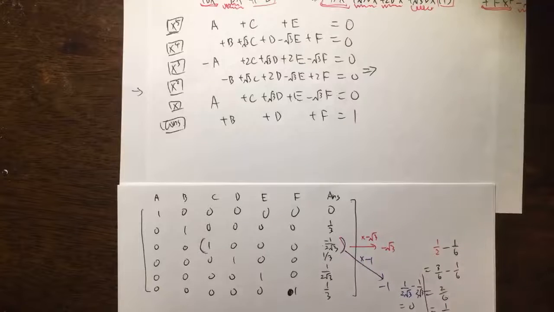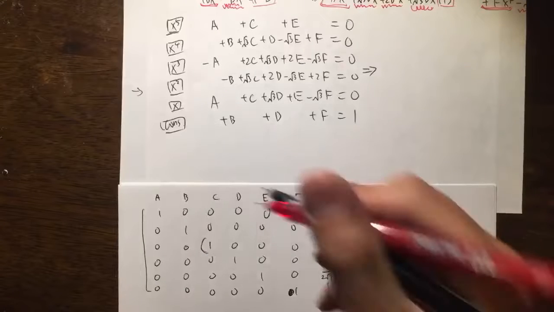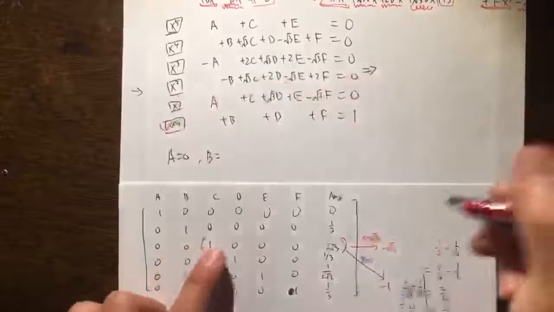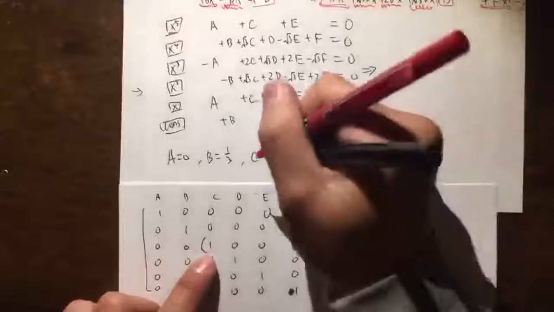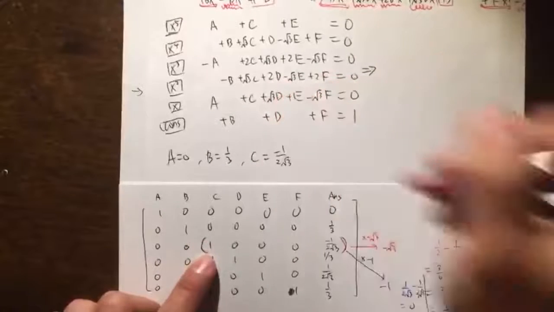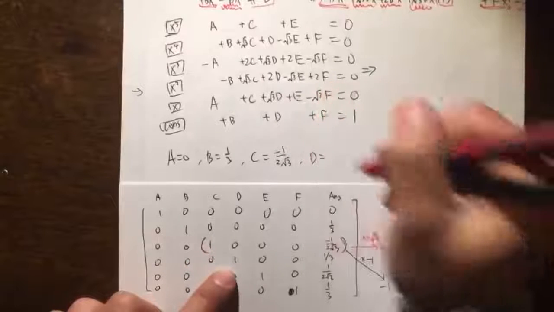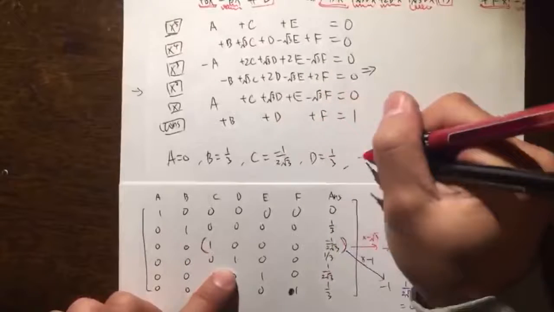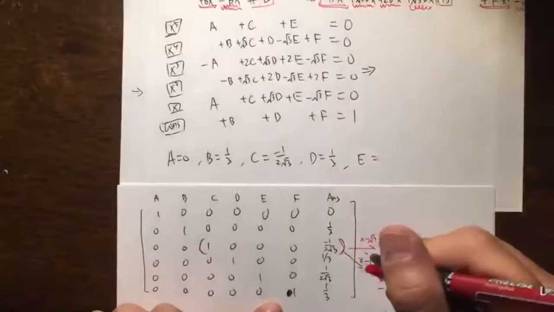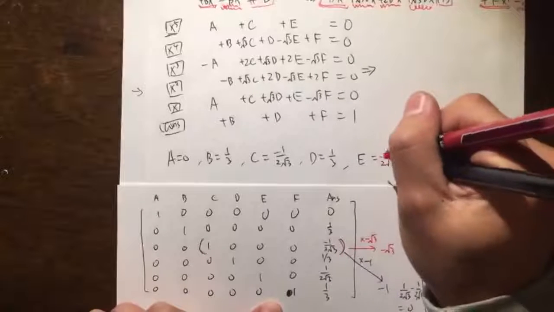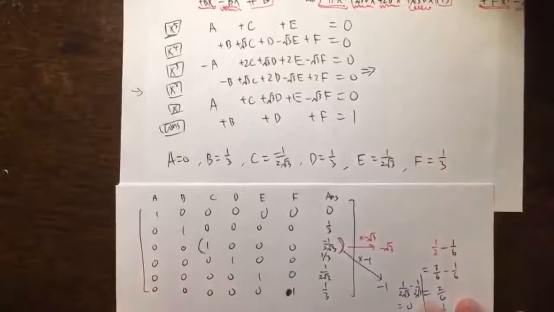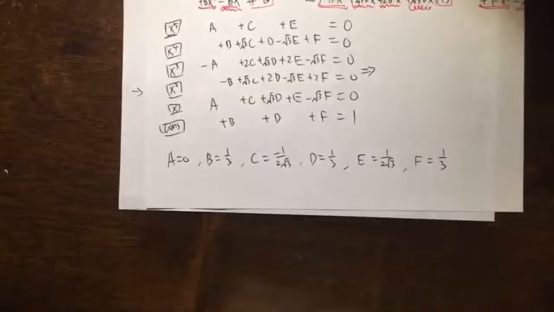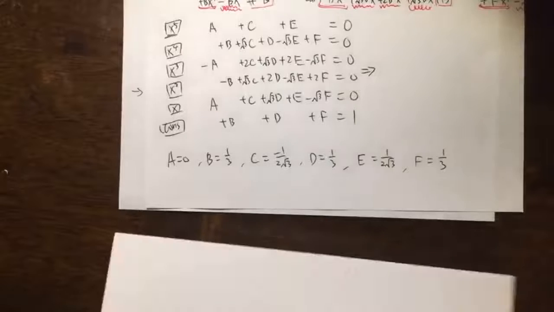61 minutes already. But anyway, what we're saying is that, hey, we know A is equal to 0, B is equal to 1/3, C is equal to negative 1 over 2 square root of 3, and D is equal to 1/3, and then E is equal to 1 over 2 square root of 3, and then F is equal to 1/3. Okay? So that's pretty much the result of all that.